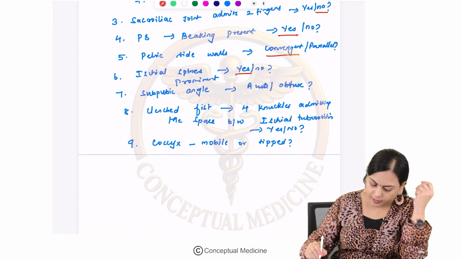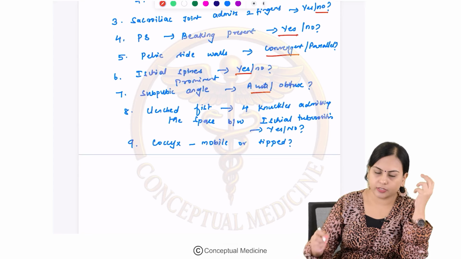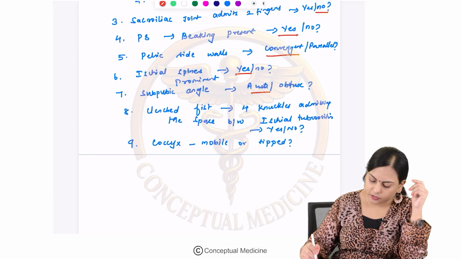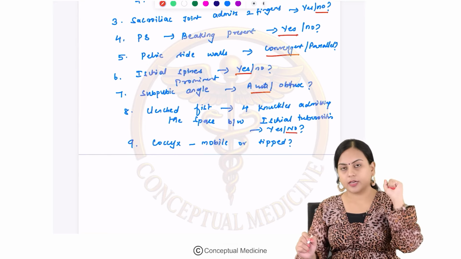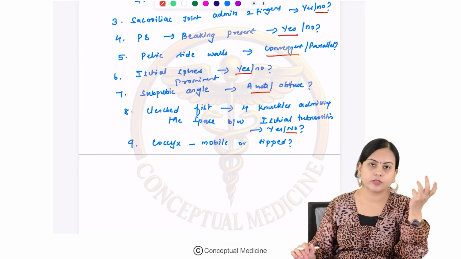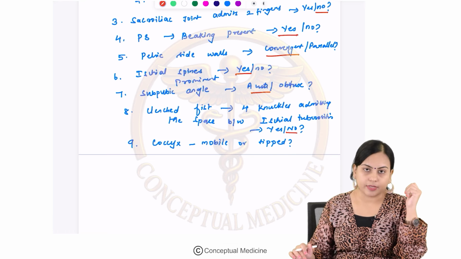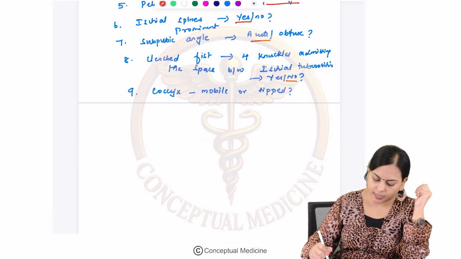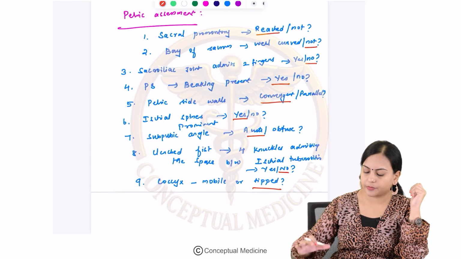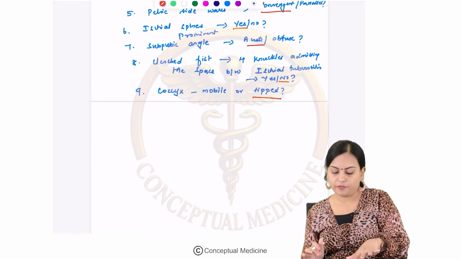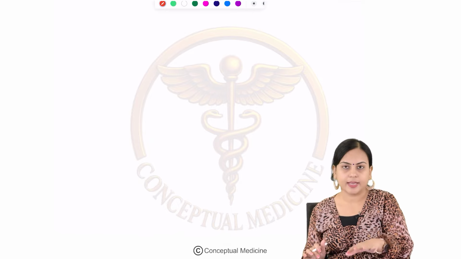Then the subpubic angle is going to be acute. That is going to reduce the diameter again. With the clenched fist, if it doesn't allow 4 knuckles, that is a problem; allowing 4 knuckles between the ischial tuberosities gives you an adequate pelvic diameter. And the coccyx, if it is tipped, is again going to reduce the pelvic diameter. So these are all the findings you have to look for while doing a pervaginal examination.